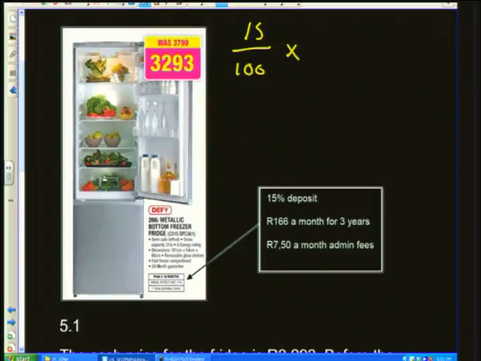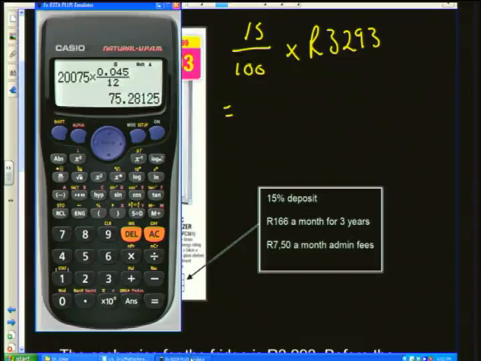Okay, but let's get on with this, Carl. So 15 over 100 multiplied now by what, Carl? Price. Which is what? 3293. Nice. 3293. Okay. And again, we're going to do it on our calculator. We're not going to do it in our head because that's just going to hurt us. All right, so we're going to say we've got 15% of what, Carl? Of 3293.